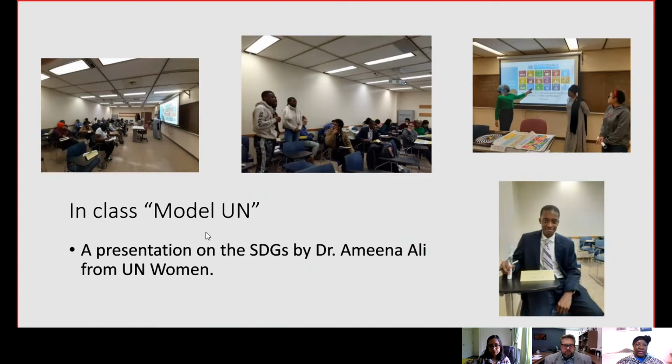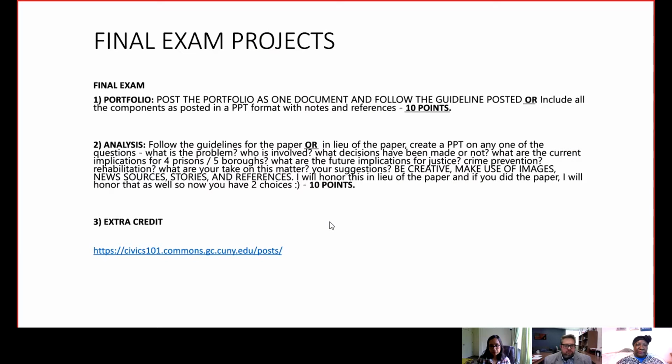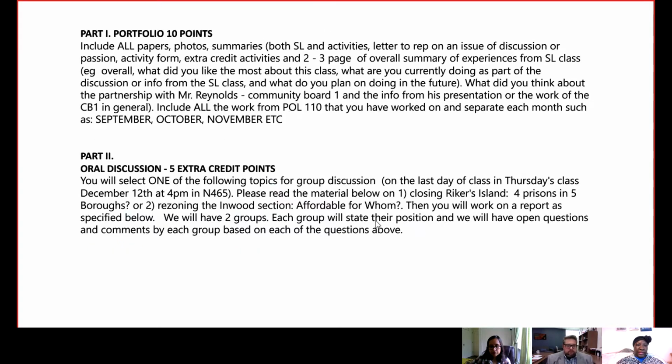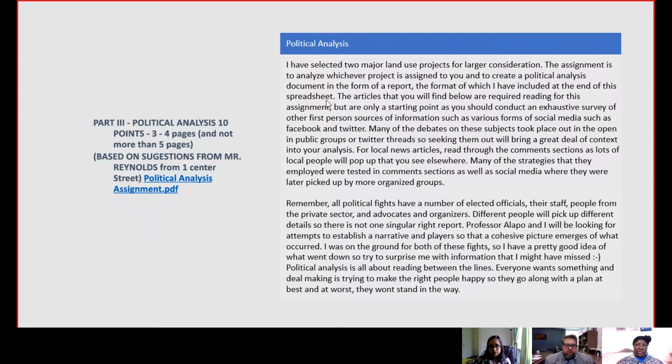We also had an in-class Model UN presentation on SDGs with Dr. Amina Ali from UN Women, who was the guest speaker. And for the final exam project, Mr. Reynolds was very instrumental in developing that for us. It was mostly to conduct a political analysis of two major issues: land use in New York City, and whether Rikers Island should close or not.